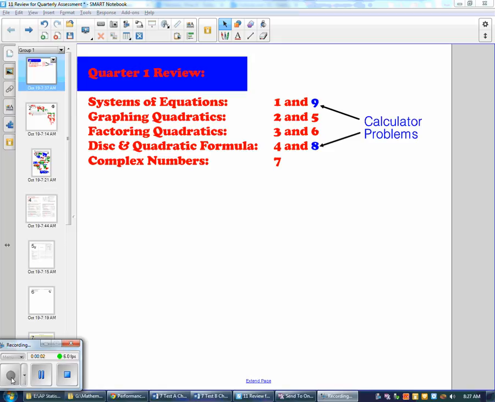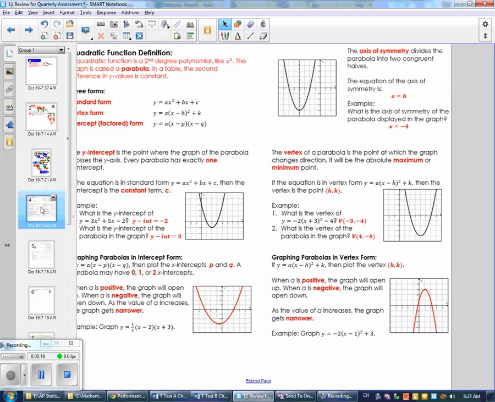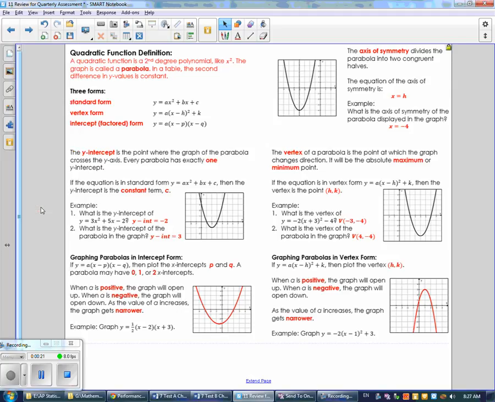All right, welcome back to part 2 of your quarterly assessment review. The next section is going to deal with graphing quadratic equations, and it's going to correspond to problems 2 and 5 from your review packet. Many of you, I hope, still have the foldable that we did in class one of the very first days that we started this unit, where we talked about quadratic equations and the 3 different forms of the quadratic equation.